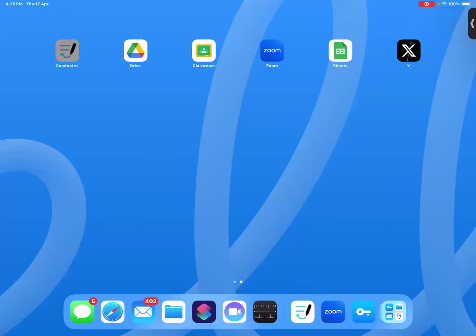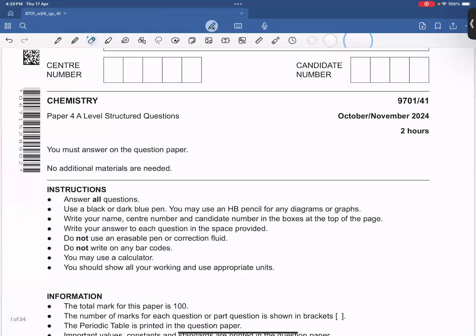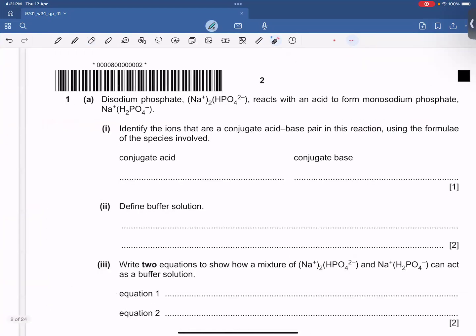Hi everyone, let's start paper 4 of A2 chemistry, October-November 2024, variant 41. Question number 1.